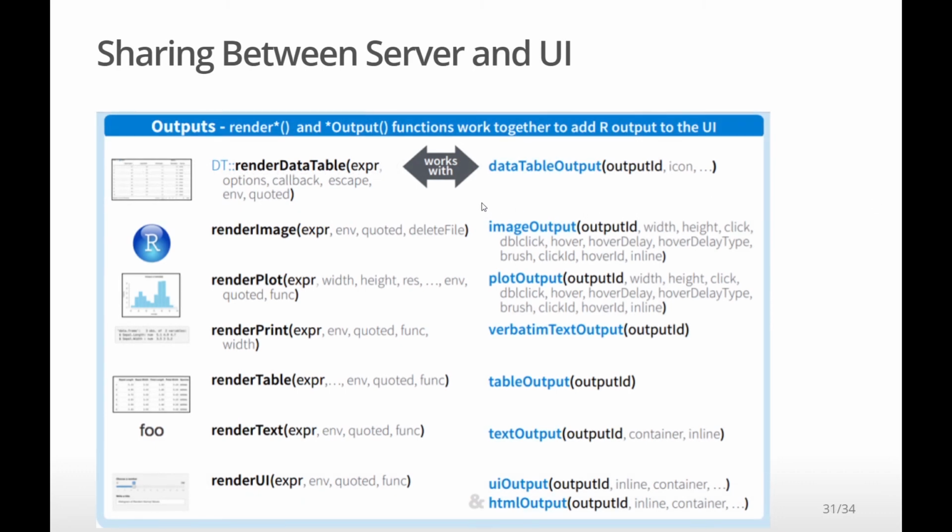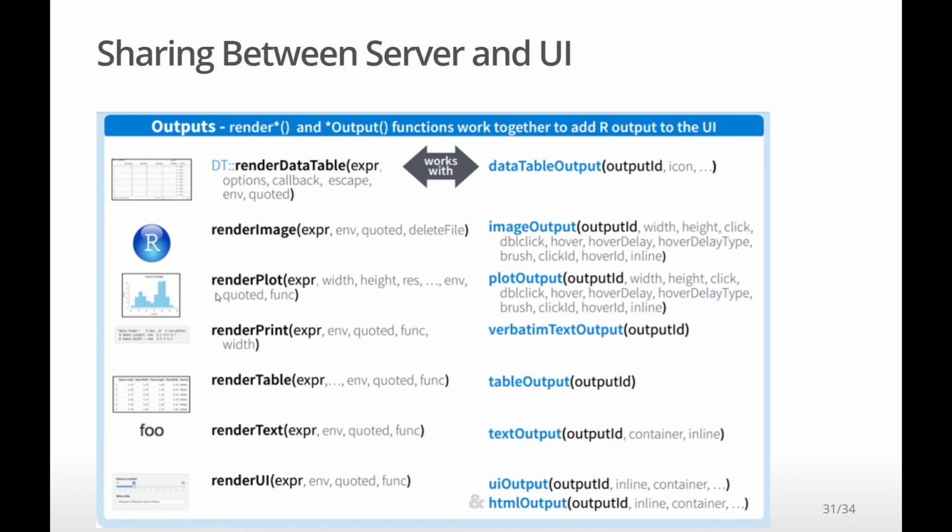Here are the different functions that correspond to the server and UI file. On the left, these are the functions that you would put in a server file to create something that would then be outputted into the UI file. So there's only a set class of things that you can do with the R code. You can create a data table. This is using the DT package. Notice that notation says DT package render data table. This is what you'd put in your server file over here. And on the right, this is what you'd put in your UI file. You'd put a data table output as one of your entries in your UI.